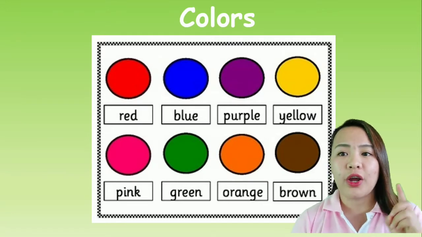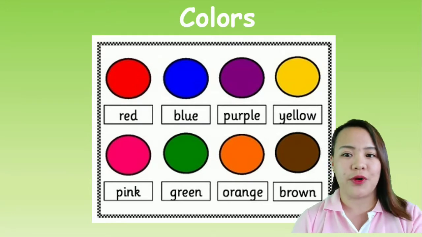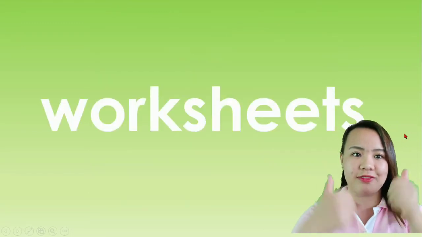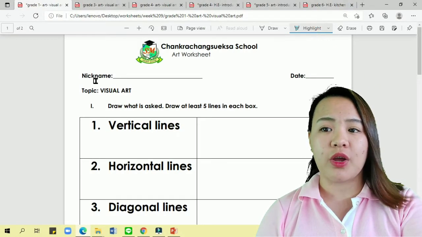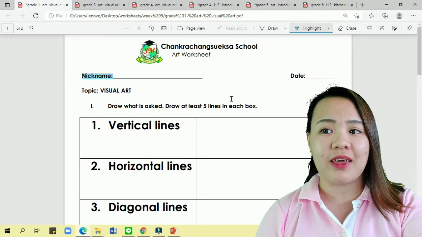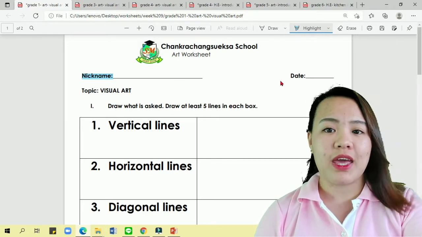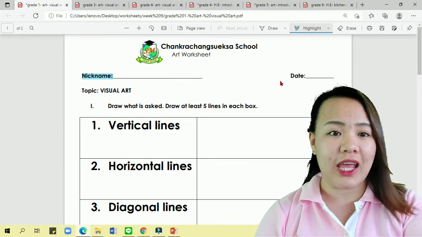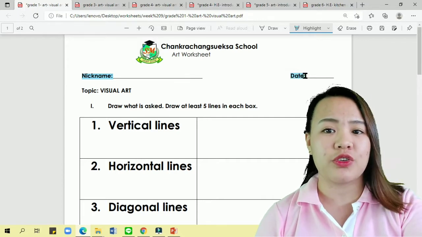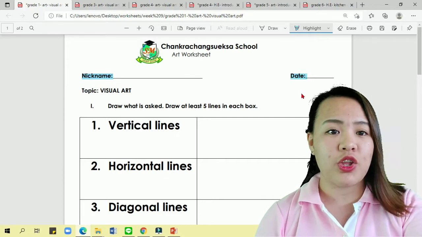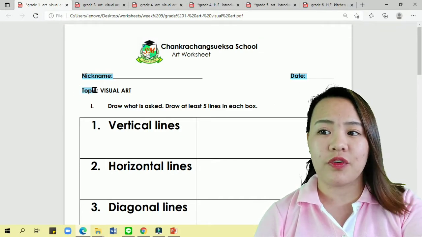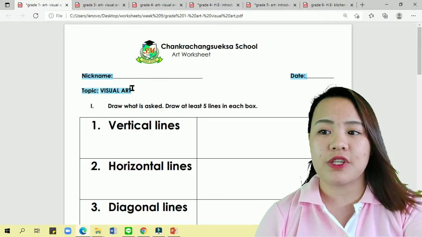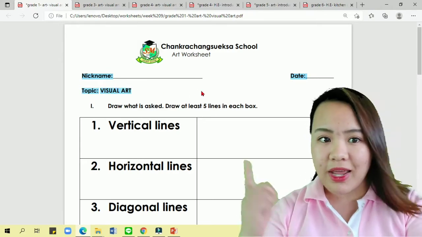So we are going to move on with our worksheet for today. Let's take a look at your worksheets. In your worksheet, we are going to write first your nickname. You're going to write also the date when you're going to answer your worksheet. So first topic, visual art. We discussed that one a while ago.